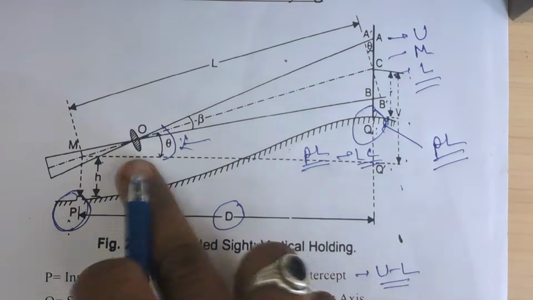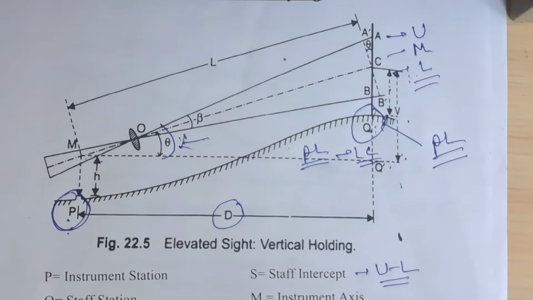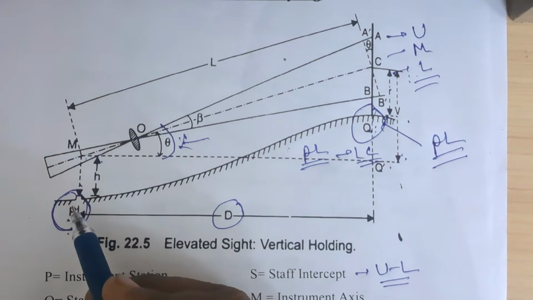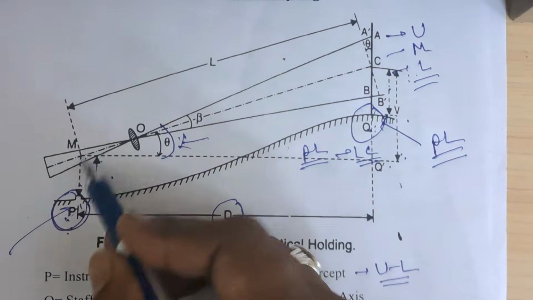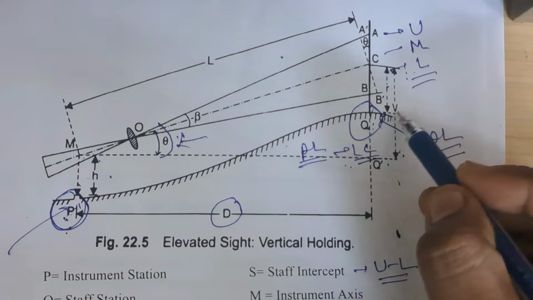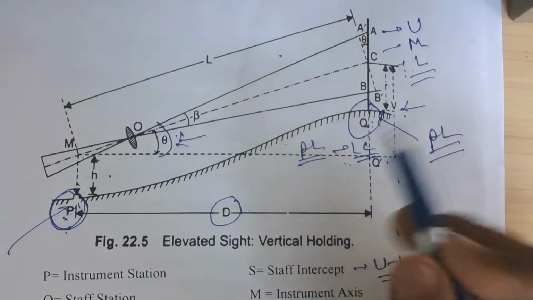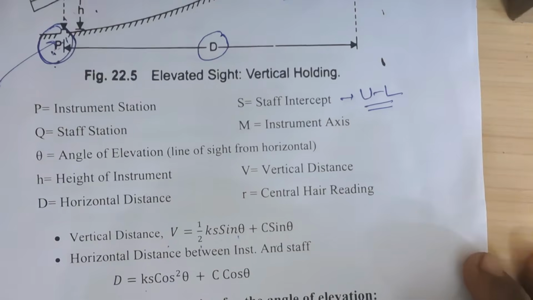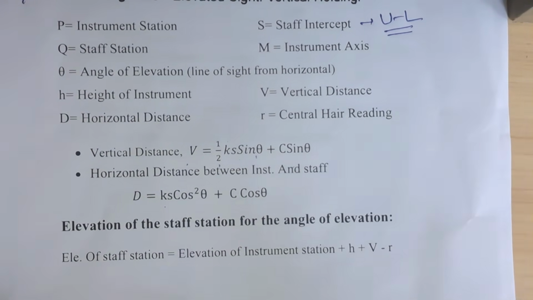If you know the elevation of this line, then we can easily calculate the RL of Q. If you don't know it, you simply need to fix your instrument at a benchmark so you know the RL of that point. Then you add the H, and we calculate the RL of our LC, and then we add the vertical height, and that gives us the elevation of the point Q. So here we have the equations of the elevation of the staff station for the angle of elevation.